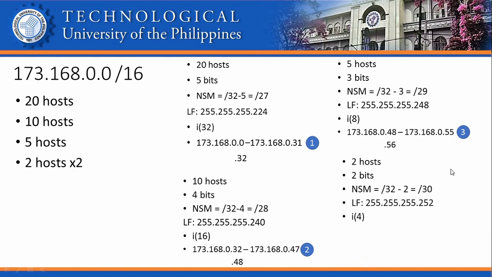For this time, kukunin natin yung range niya, no? Sige. Kung kukunin yung range, saan tayo mag-i-start? Ano yung magiging network address natin? Yun na, yung 0.56. So, for our network address, we have 173.168.0.56. And for our broadcast address, magiging 173.168.0.59. Yan na ba yun? Siyempre hindi pa kasi dalawa yung host natin, no?